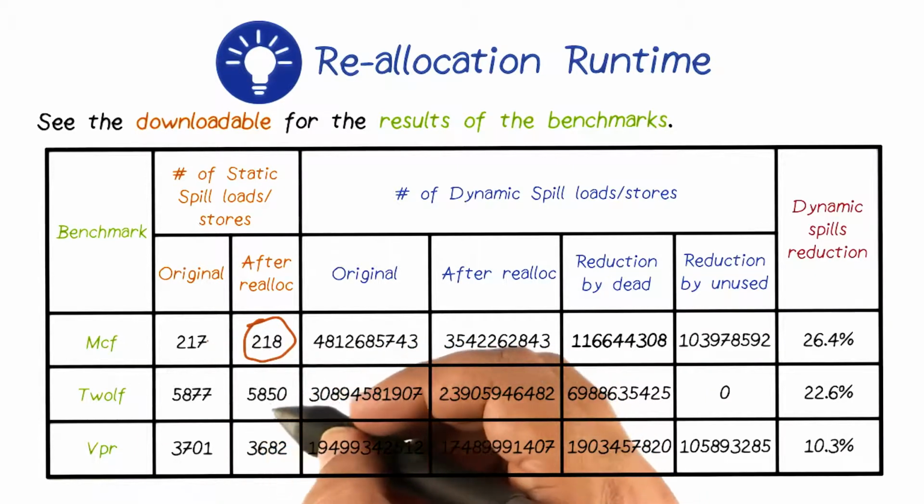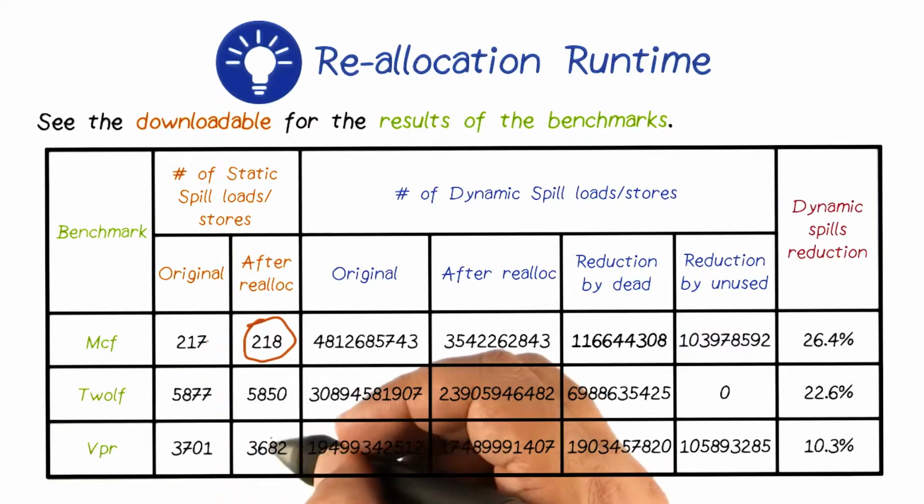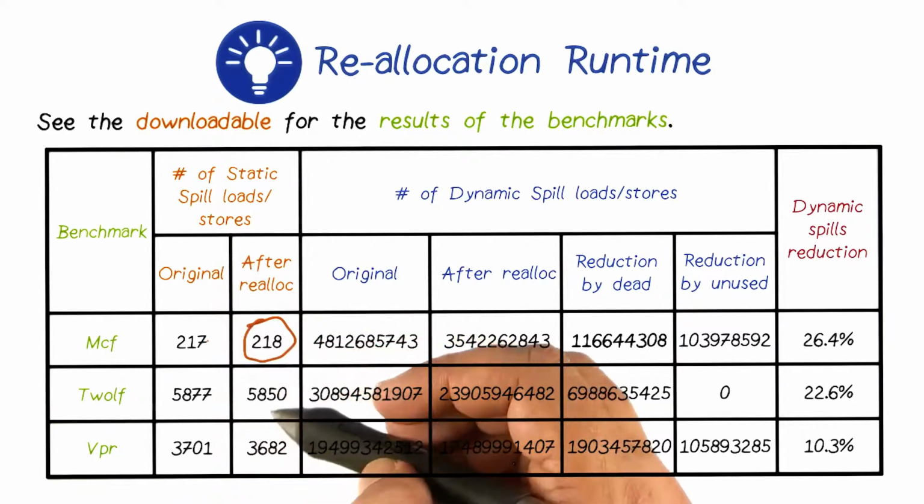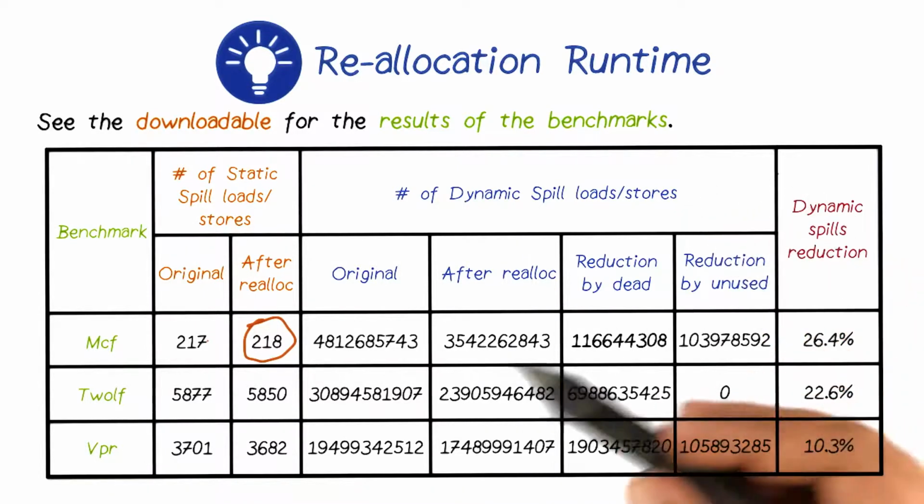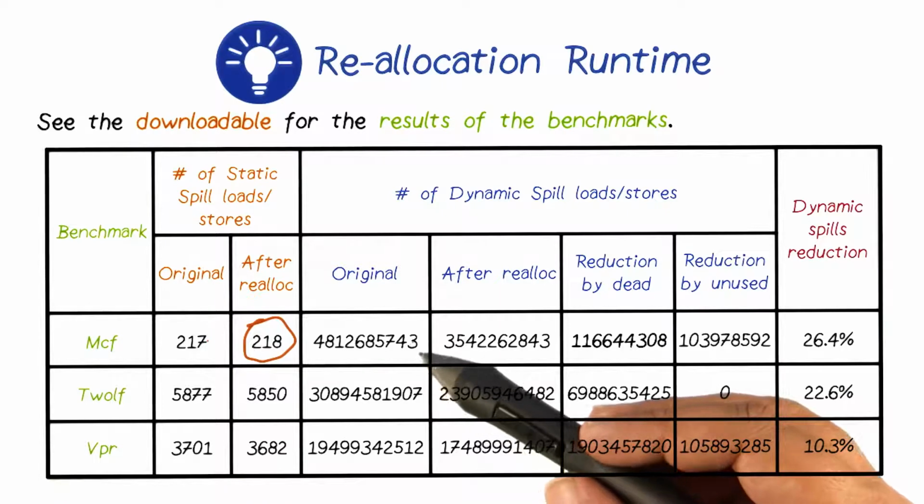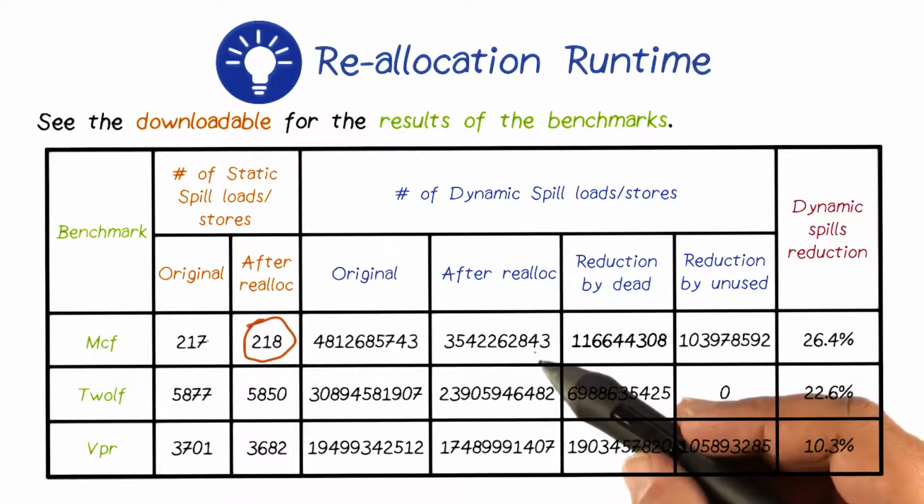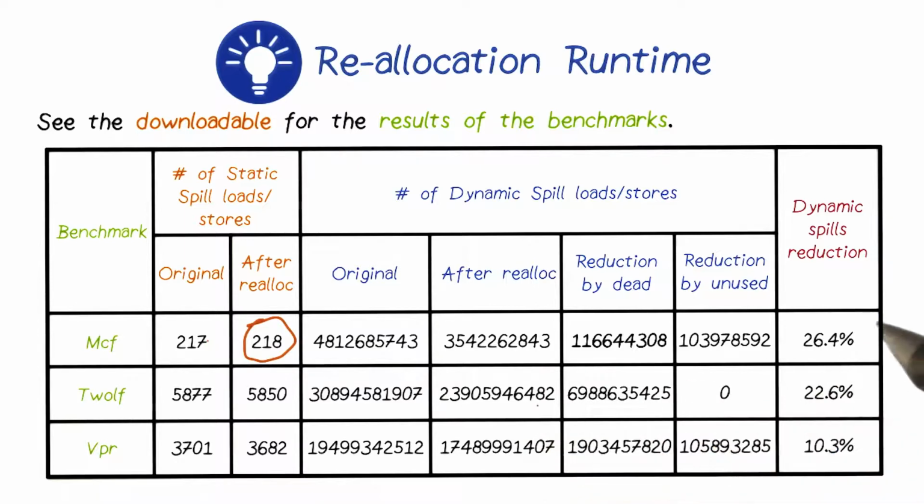In many cases, however, the compensation code that was added was not much, and the static number of load stores has in fact gone down. The real story, however, is in terms of the dynamic number of load stores that are executed by the benchmark. The goal here is to reduce that number, because that number really tells us how much energy is being spent in the cache. So in the original program, we had a large number which was reduced after the reallocation. The overall benefit of dynamic spill reduction has been significant, ranging from almost 27% to 10% for these partial results.